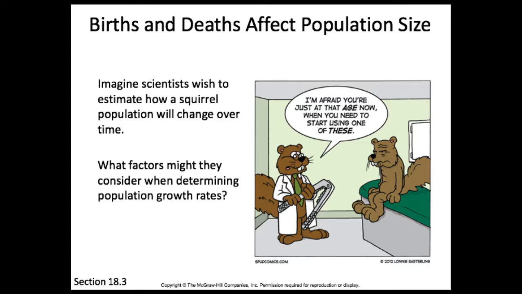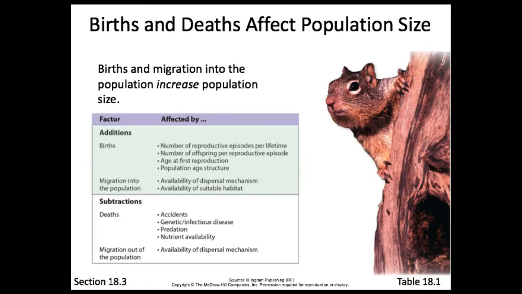Imagine scientists wish to estimate how a squirrel population will change over time. We can ask ourselves, what factors might you need to consider when you're determining a population's growth rate? Well, births and deaths are the two factors that affect population size.